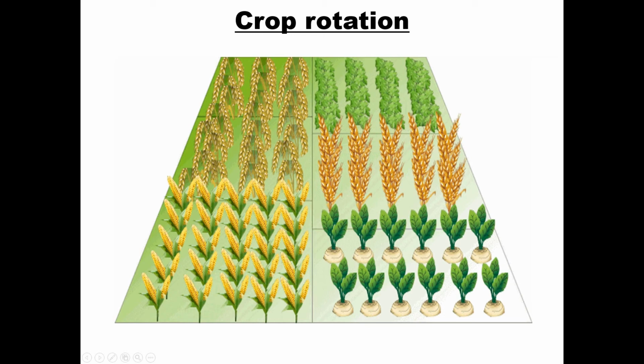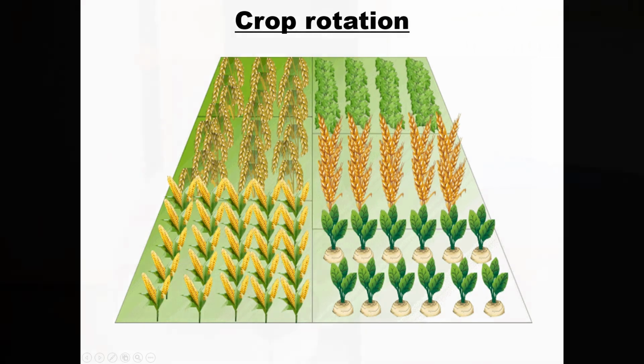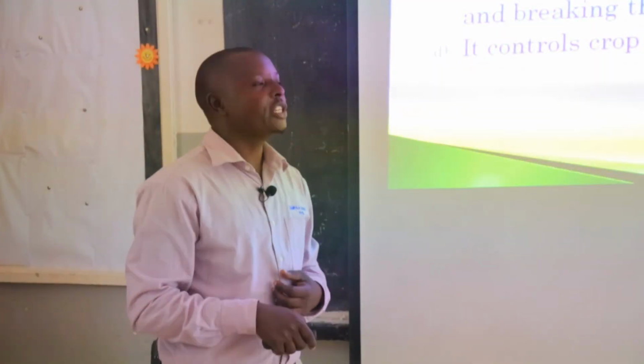And that's the same thing that we are looking at. And you can see wheat, cabbages, some vegetables. You can look at them. That's how we can do what we call crop rotation. Okay? And the importance of crop rotation. Why do people carry out crop rotation?